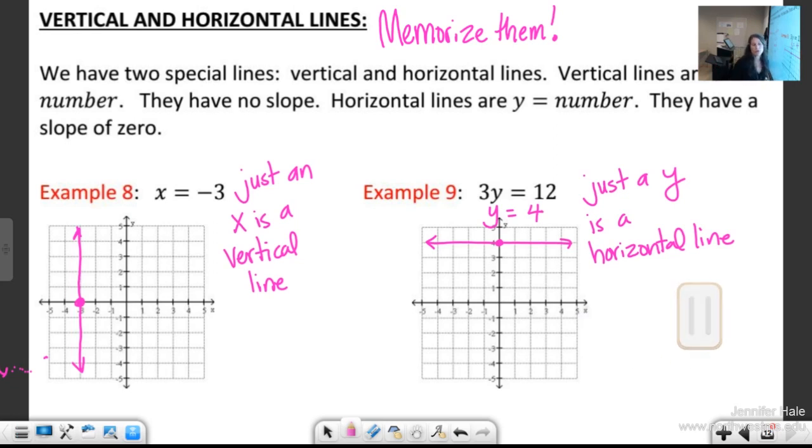But you want to know you'll have one of them on your test. Some tests will have X equals, some tests will have Y equals, so you don't know which one you're going to get. But memorize it. Don't miss 5 points because of that. But just an X is vertical, just a Y is horizontal.